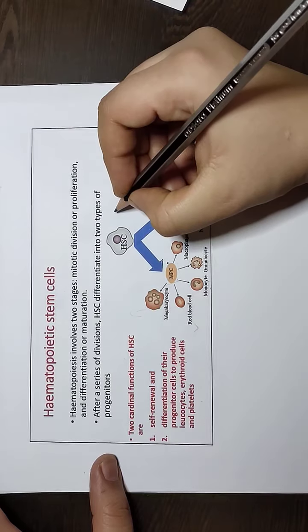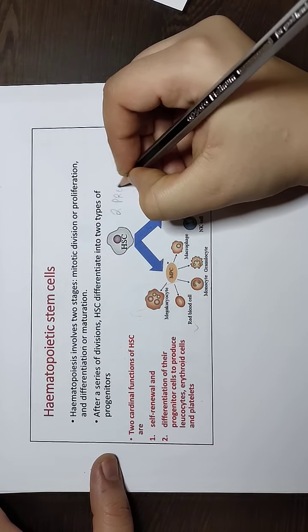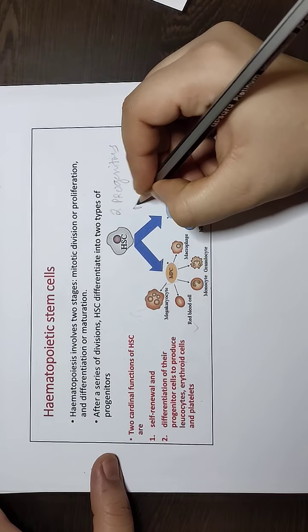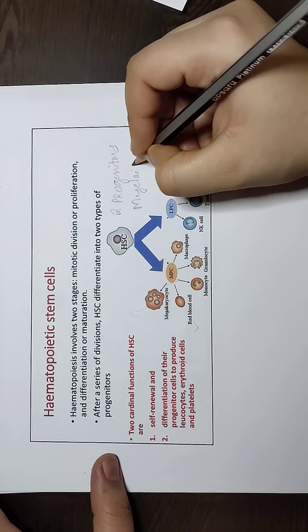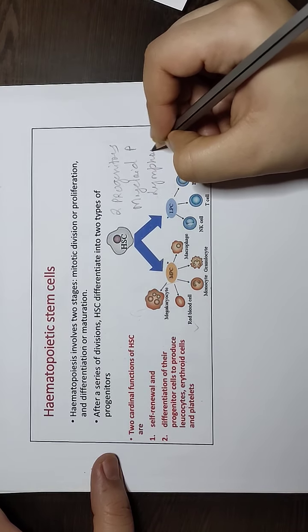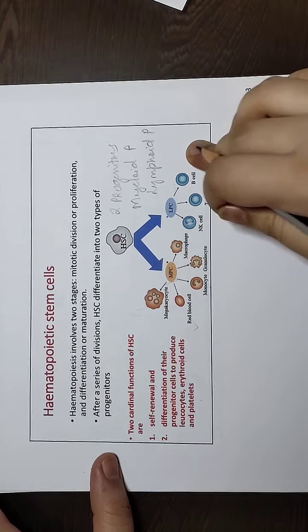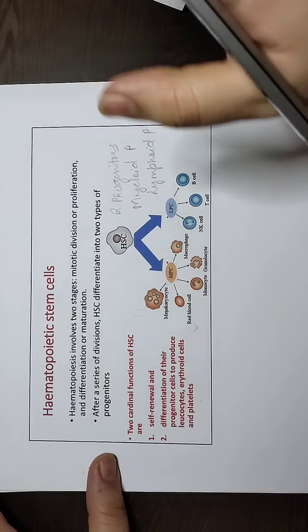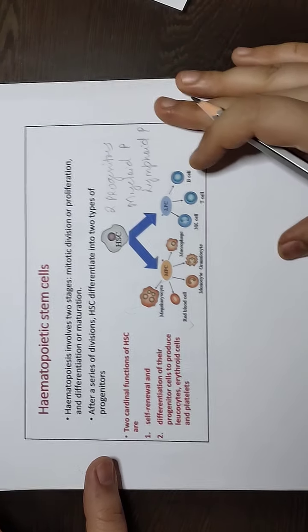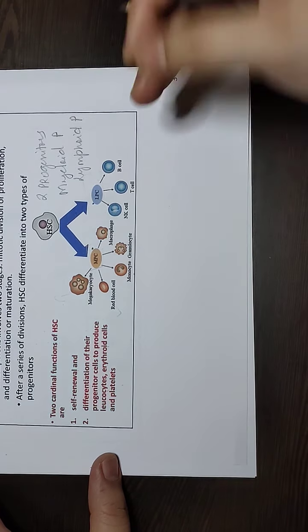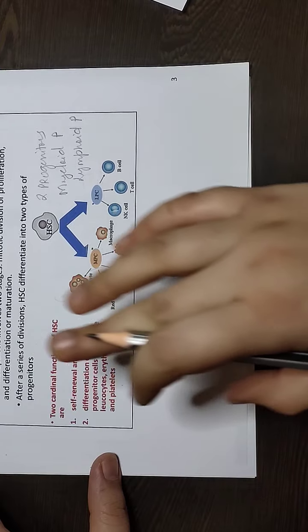What are these two progenitors? The two progenitors are myeloid progenitor and lymphoid progenitor. I am writing short forms here so I can finish the class soon, but kindly never use short forms in exams. Okay, so we need to understand why hematopoietic stem cells are important and what their functions are.